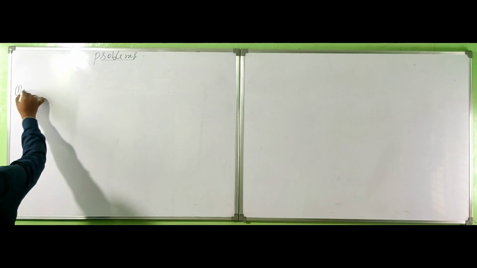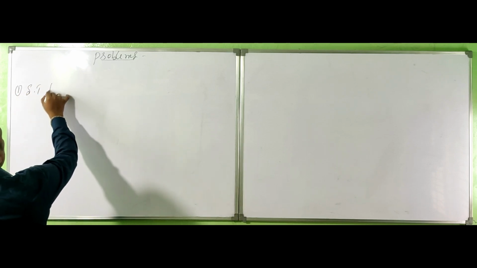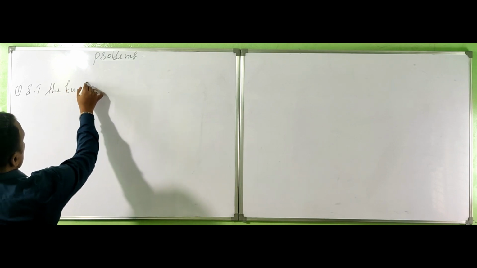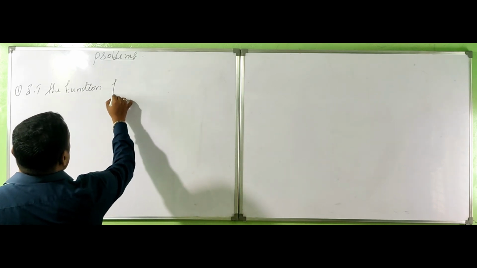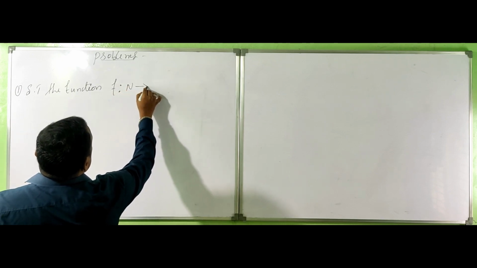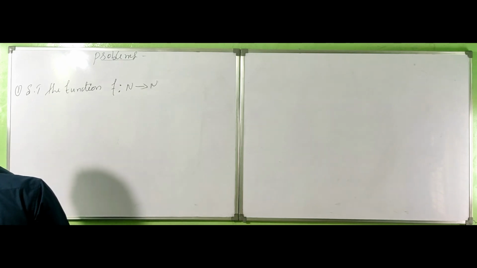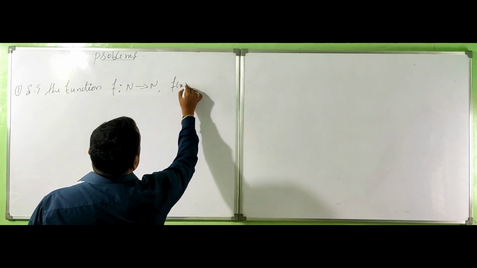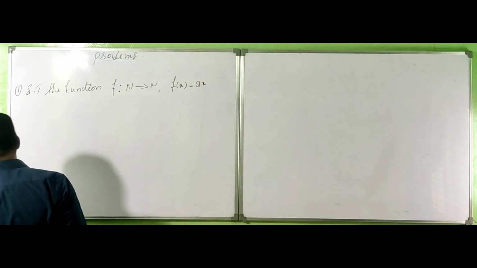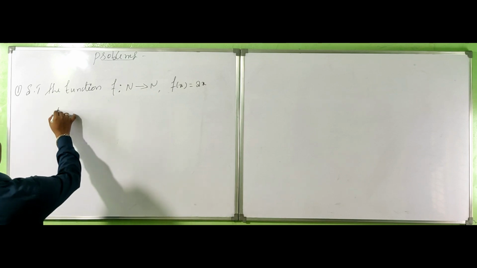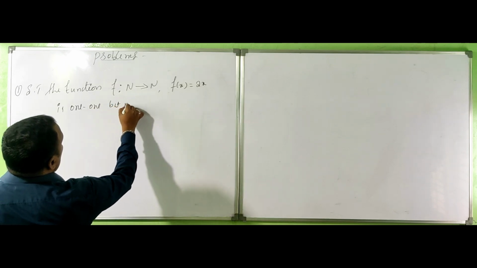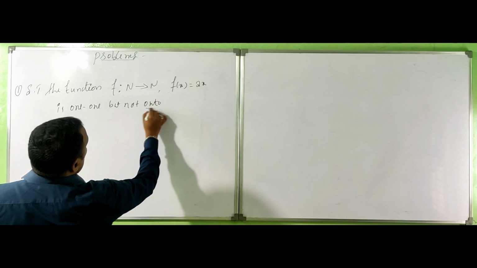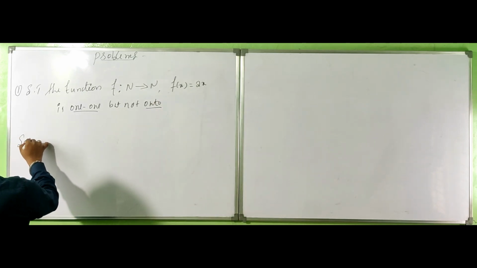First question is, show that the function f defined from the natural number set to the natural number set by f of x equals 2x is one-one but not onto. Right? Just solve it step by step.